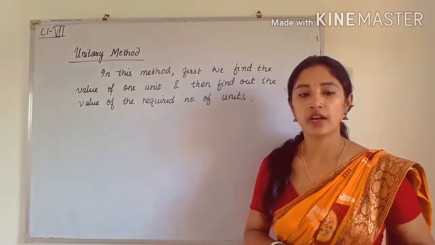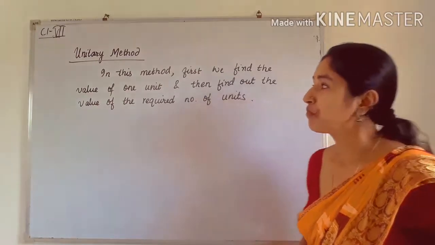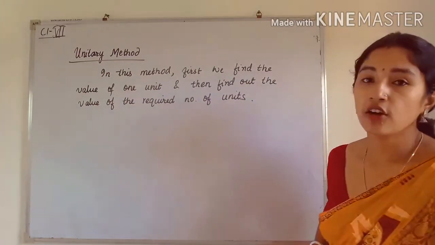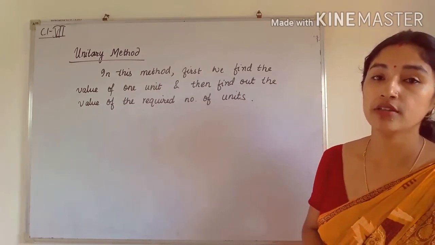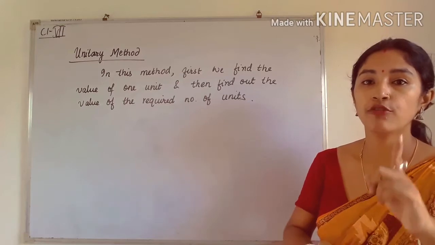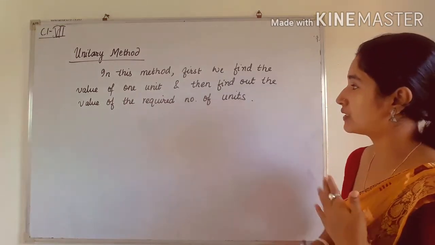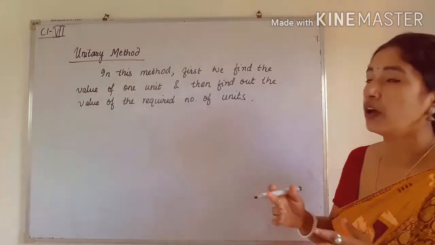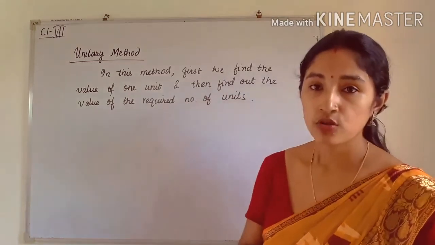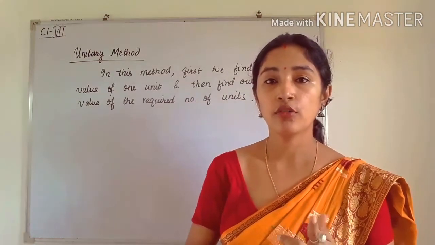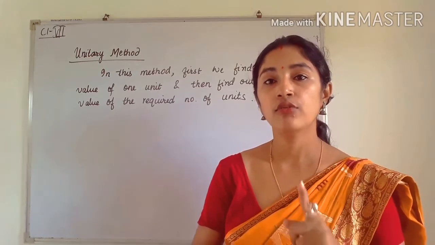So today I am going to start the next topic, and that is unitary method. So what is unitary method? See, I already told you the meaning of unitary. In unitary, we will first find the value of one unit. Okay. So if we find the value of one unit, then we can easily find out the value of the required number of units that will be given in the question. So if you want to find for many units, then first of all you have to find for one.